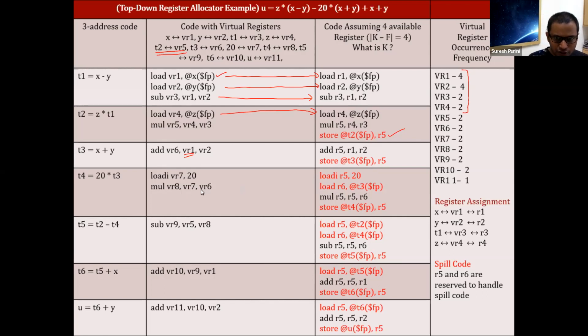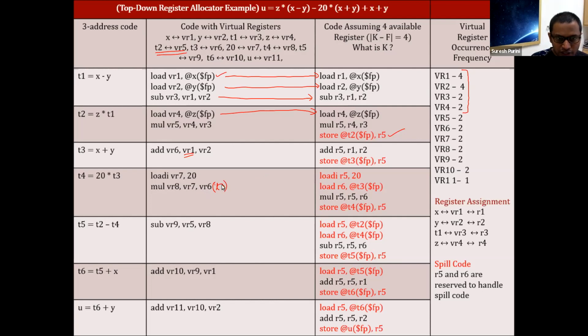Similarly, this is another interesting instruction. So we want to multiply VR7 and VR6 and store it in VR8. VR7 is the value associated with that constant value 20. So we load 20 into scratchpad register R5, and VR6, that is T3, is associated with the variable T3.